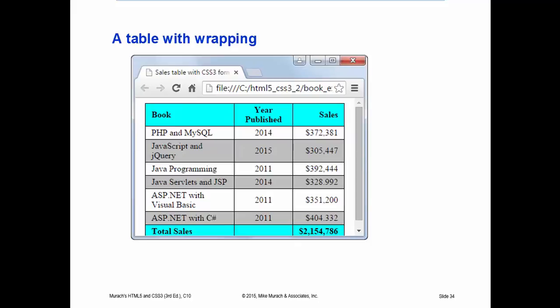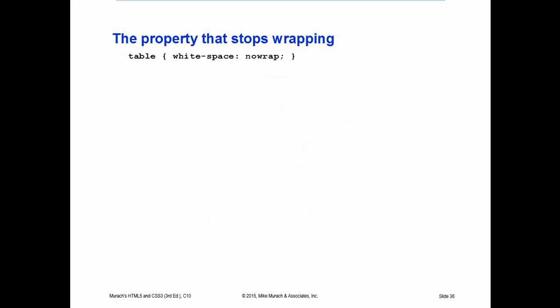All right, by default, the contents of a cell in a table will wrap to 2 or more lines, as you see right here, if you size the browser window. If you don't want that to happen, you can use the white-space property to prevent that from happening. And there it is, white-space: nowrap. So you can use the white-space property to keep the table from wrapping if the table doesn't properly fit into the browser window. All right, you can code it for an entire table or for individual cells.